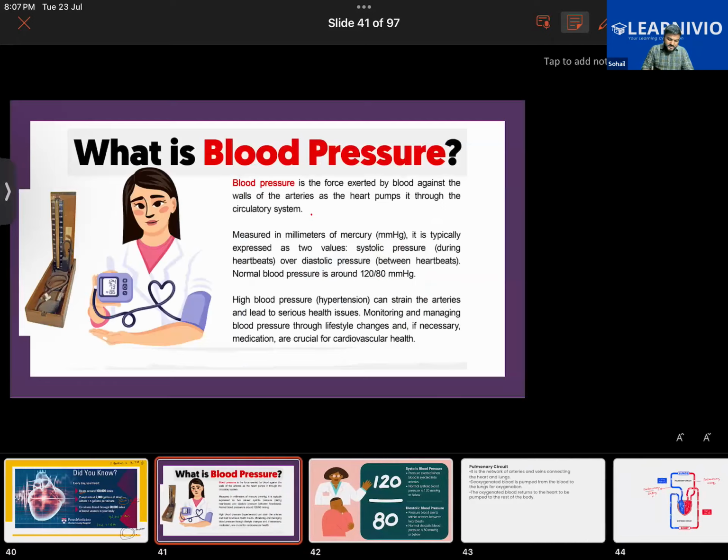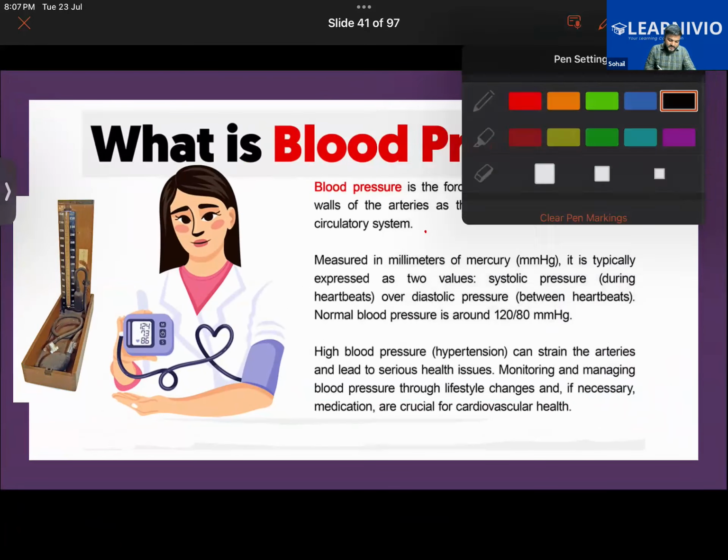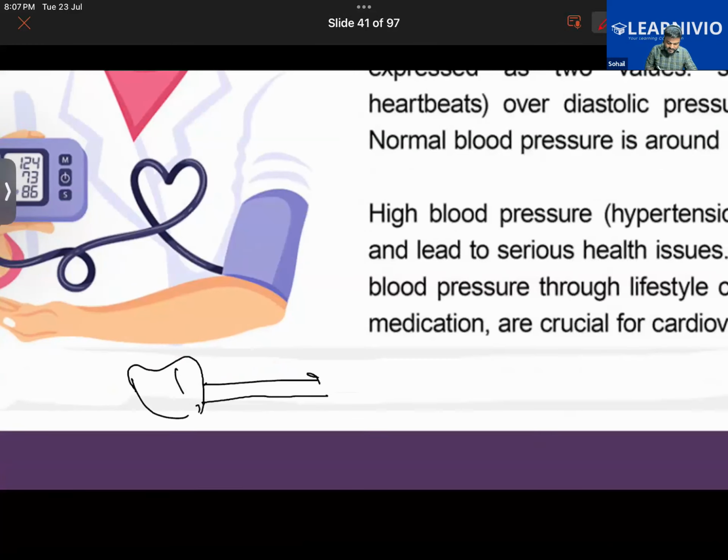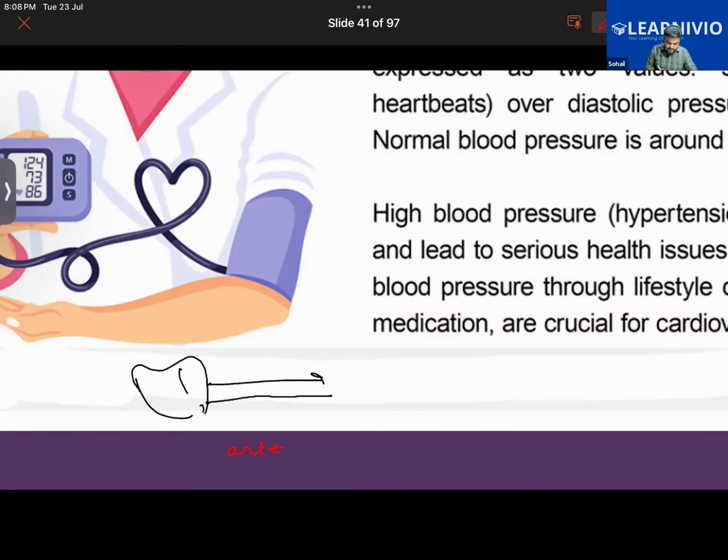Another way to look at blood pressure is that as your heart is pumping the blood, think of this as the heart, and it is pumping the blood into the blood vessels. Particularly here we are talking about arteries, because the heart pumps the blood into arteries basically. So as the blood is pumped into this, the blood would be exerting pressure on the walls of the arteries also, isn't it?